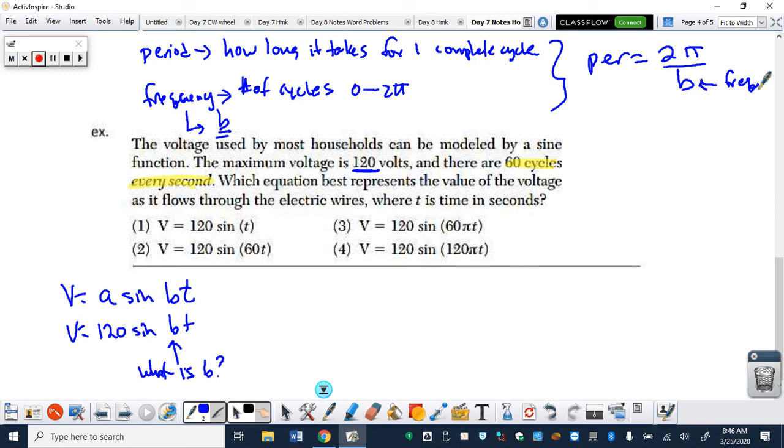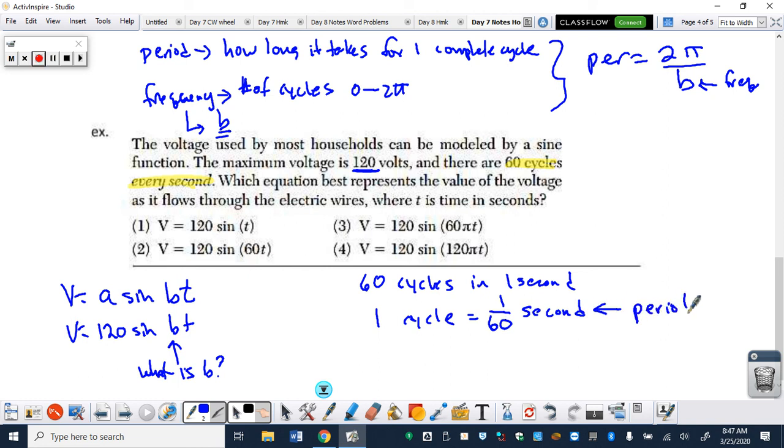But we're going to use the fact that there are 60 cycles in 1 second, to find out how long it takes for one cycle. Well, if 60 cycles can occur in 1 second, how long does it take for one cycle to occur? Hopefully you're saying a 60th of a second. That's the period. That's how long it takes for one complete cycle to occur.